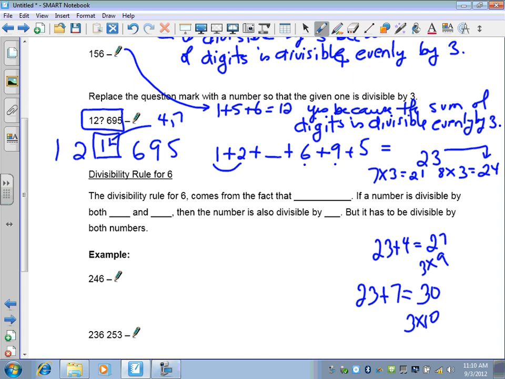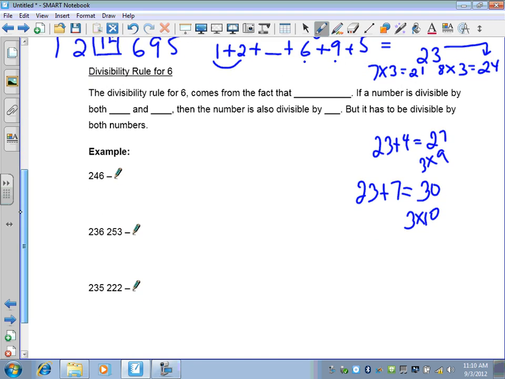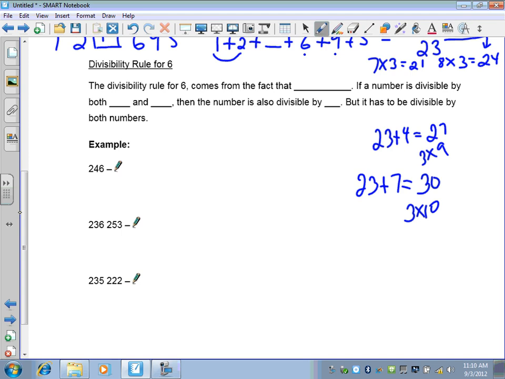Now, the divisibility rule for 6. The divisibility rule for 6 comes from the fact that 2 times 3 equals 6. If a number is divisible by both 2 and 3, then the number is also divisible by 6. But it has to be divisible by both the 2 and the 3.